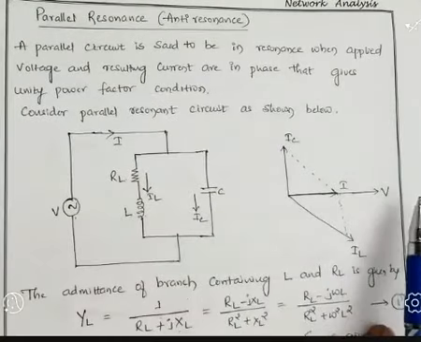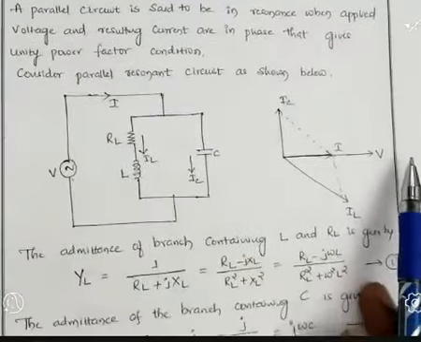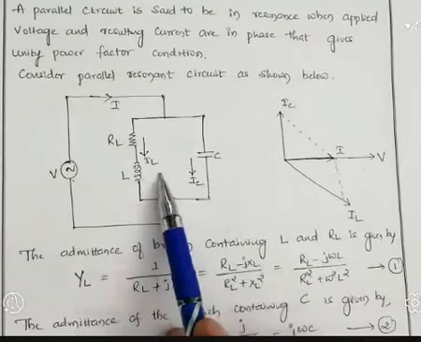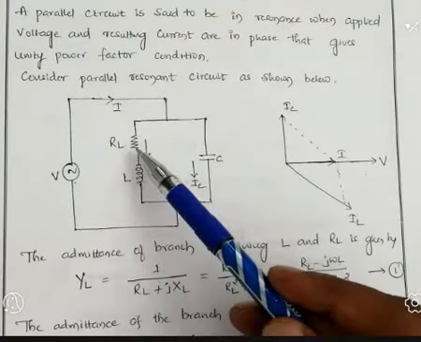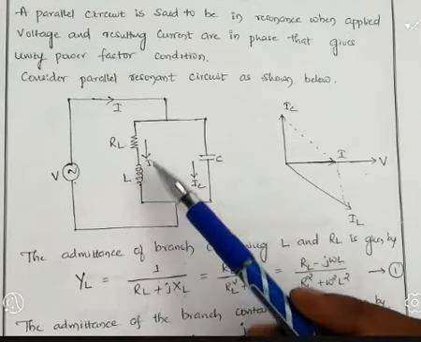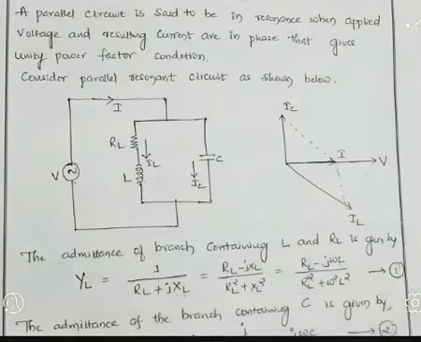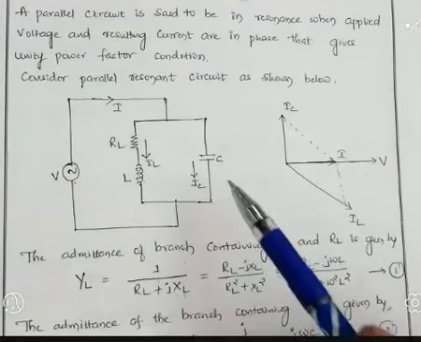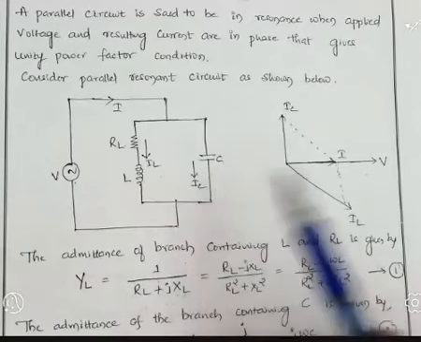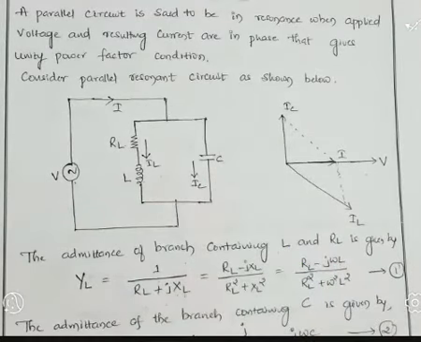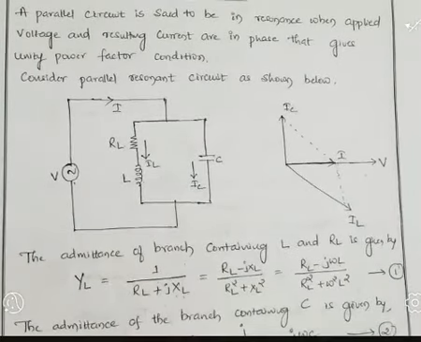So let us consider a parallel resonance circuit as shown here. The resistor RL is connected in series with the inductor L. Through this branch, current IL is flowing, and in parallel with it, through the capacitor branch, current IC is flowing. We apply the voltage V. Now let us calculate the admittance of the branch containing L and RL.